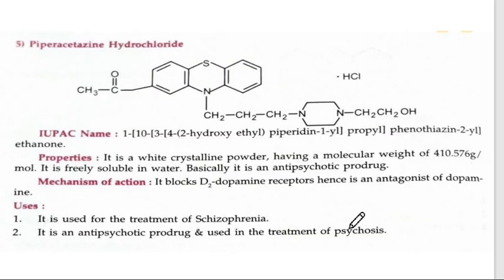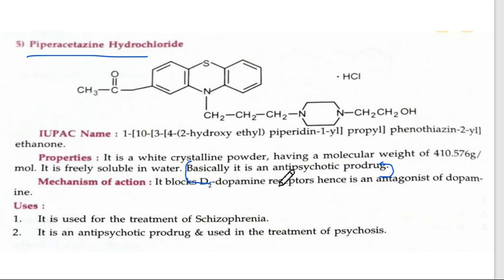Then we have piperacetazine hydrochloride. Now, this piperacetazine hydrochloride is a white crystalline powder which has a molecular weight of 410.576 grams per mole. It is freely soluble in water. Basically, it is an antipsychotic drug. So, a very important point for an MCQ: what is an antipsychotic drug? Piperacetazine hydrochloride. Again, the same mechanism.